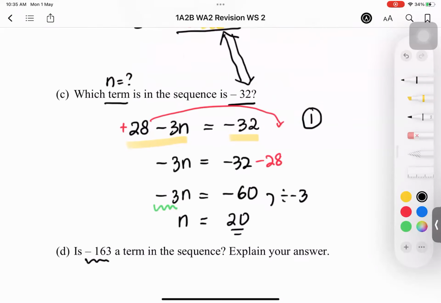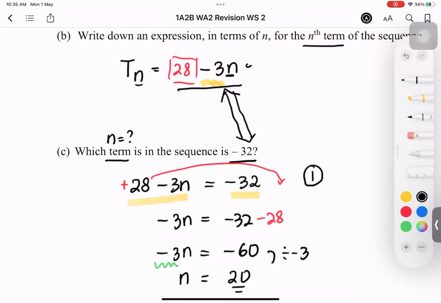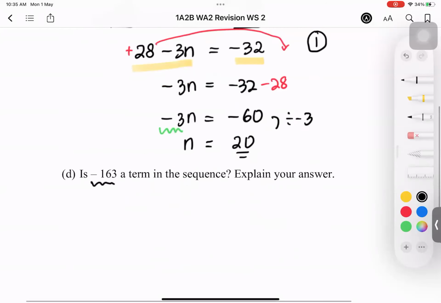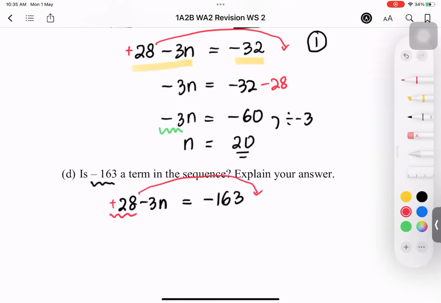Then the next part, they ask you, is this a term in the sequence? What is the formula for the term? The formula for the term is 28 minus 3n, right? They ask me to check, is it in the sequence? So I plug this down, equate it to 163. Okay, next step, Avina again, how to get rid of positive 28? Minus 28. Very good. -3n equals 163 minus 28.